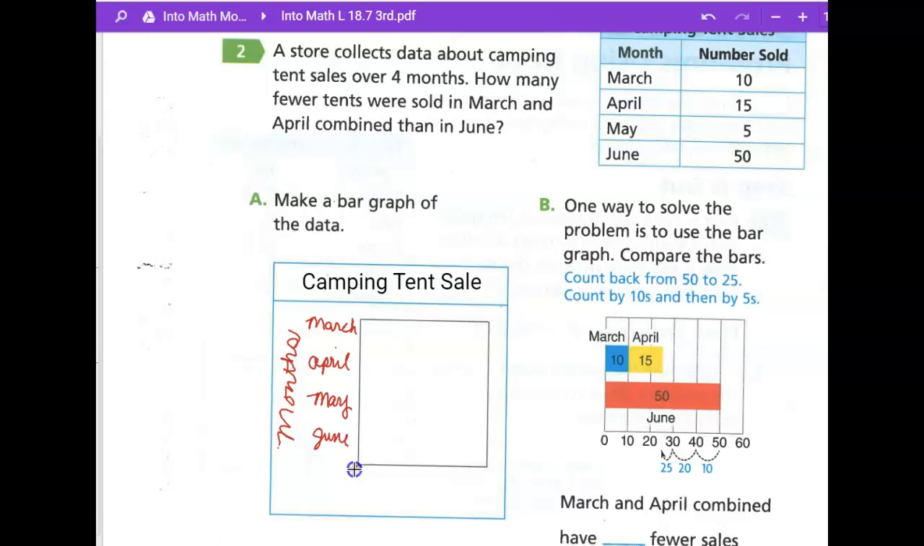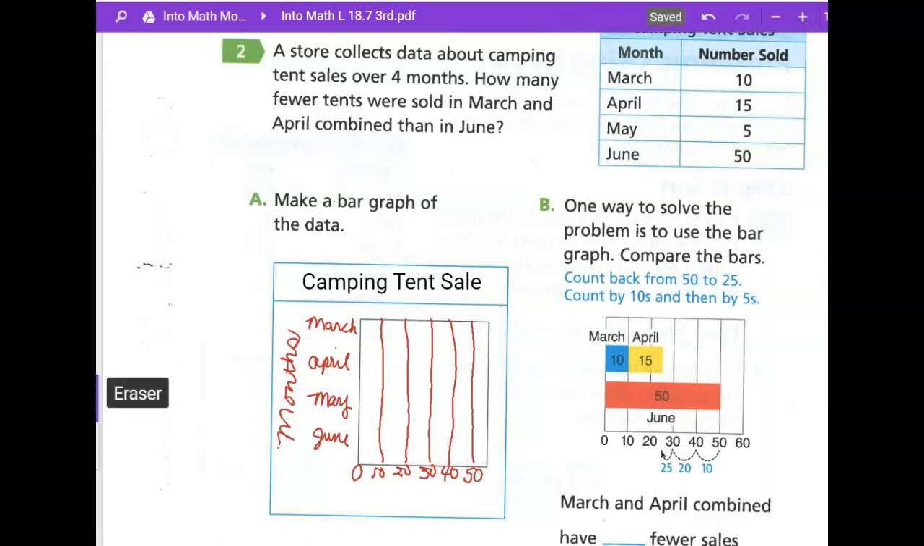So we're going to have a 0 at this corner. And then we're going to go 10, 20, 30, 40, 50. So we'll label that down here. Remember, on bar graphs, our numbers go even with our lines. Even with our lines. Okay?